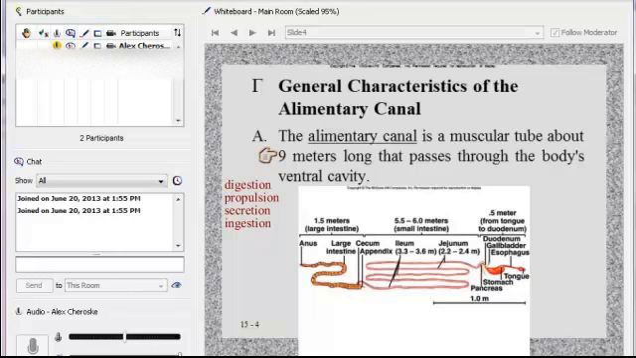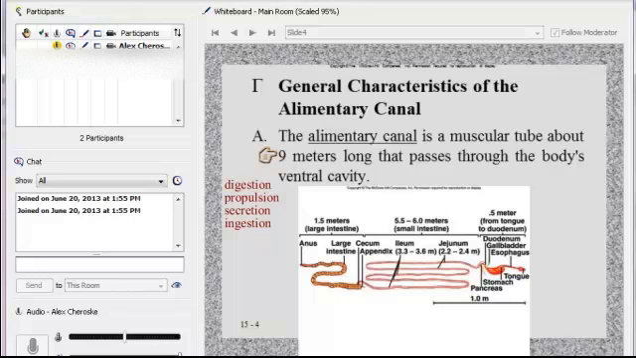But 9 meters is about how many feet on average? How many feet in a meter? Ballpark, a meter is about the same as a yard. 3 feet. So it's about 3 feet in a yard, about 3 feet in a meter, 9 meters. So 9 times 3? 27. So, as you can imagine, that really doesn't look like 27 feet.